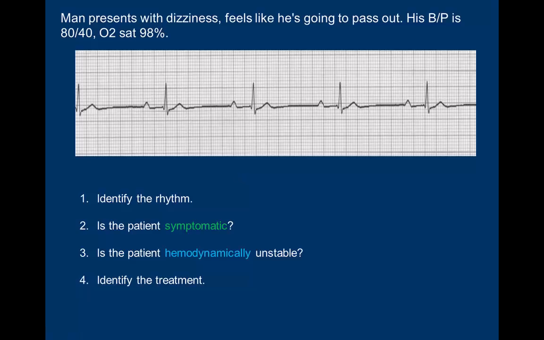Now let's talk about the treatments when we have the different rhythms. And I know it's kind of overwhelming. You have 14 rhythms that you must know, because at least 4 or 5 of them will be on the exam. And so let's look here first.